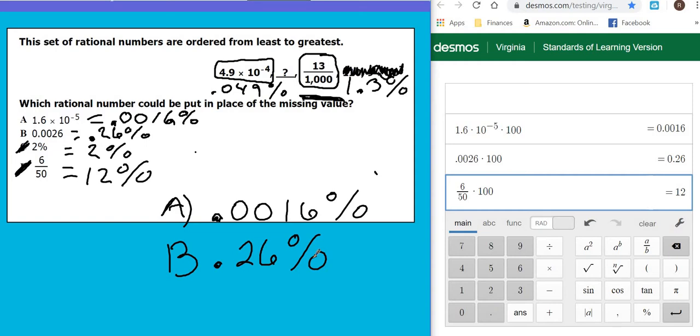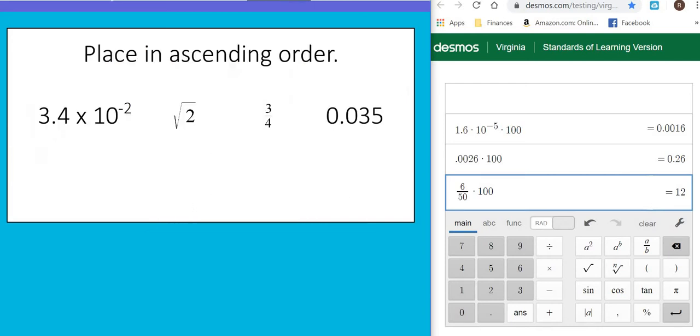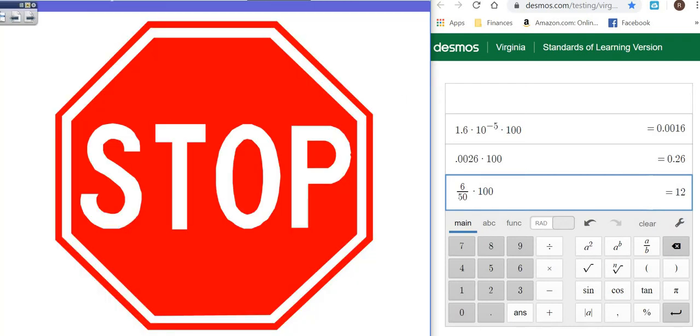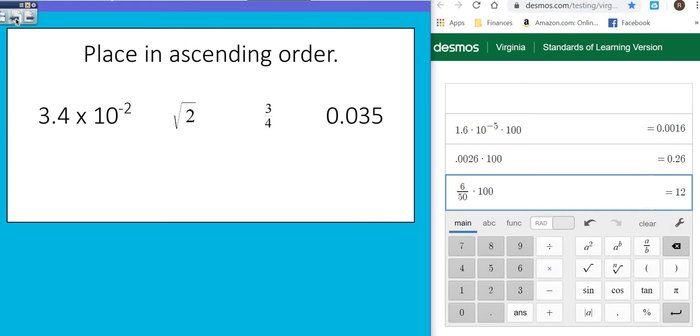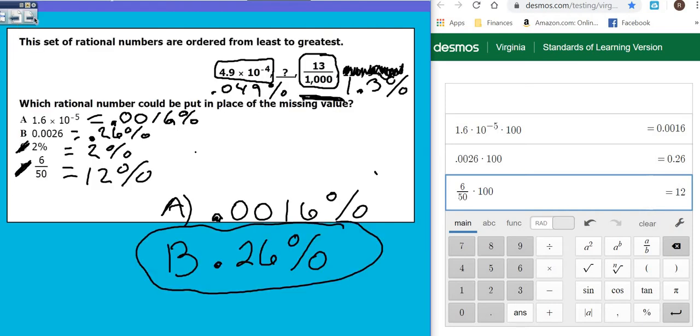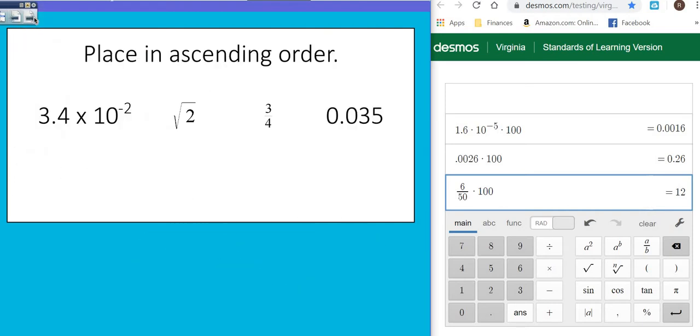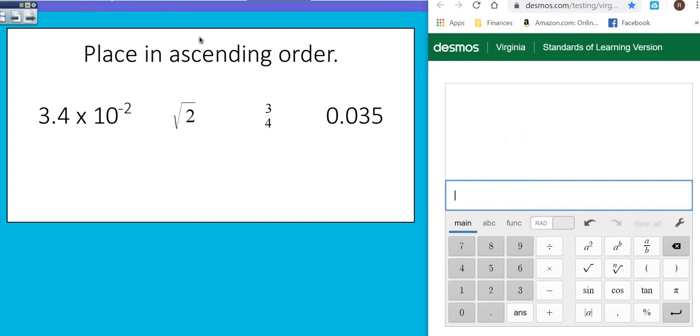If you look at this, the 0.0016 is smaller than the 0.049. So your answer is going to be B. All right? So let's go on to the next one and see what that one's like so we can try to figure that out, okay? All right. Oops, I skipped one. Let me go back. I may have skipped two. No, just one. This says place in ascending order.